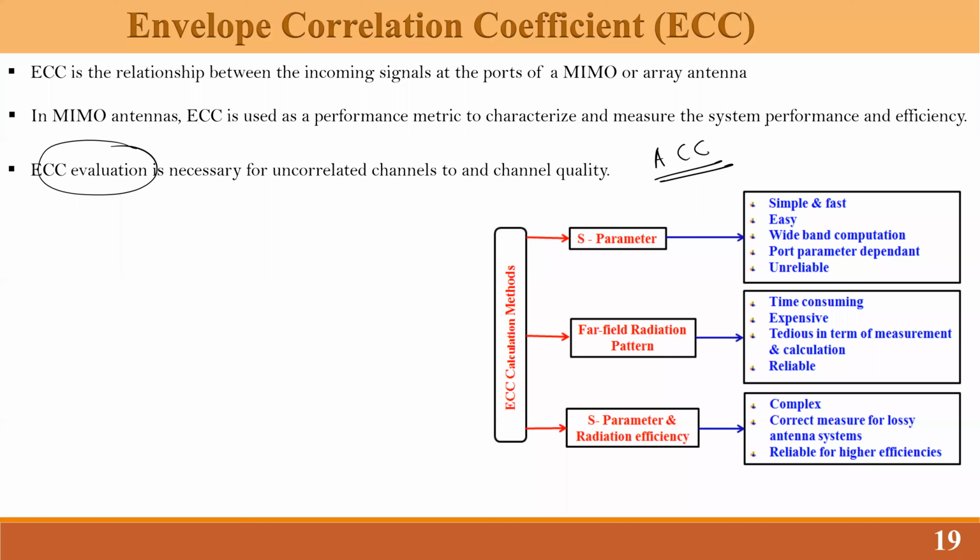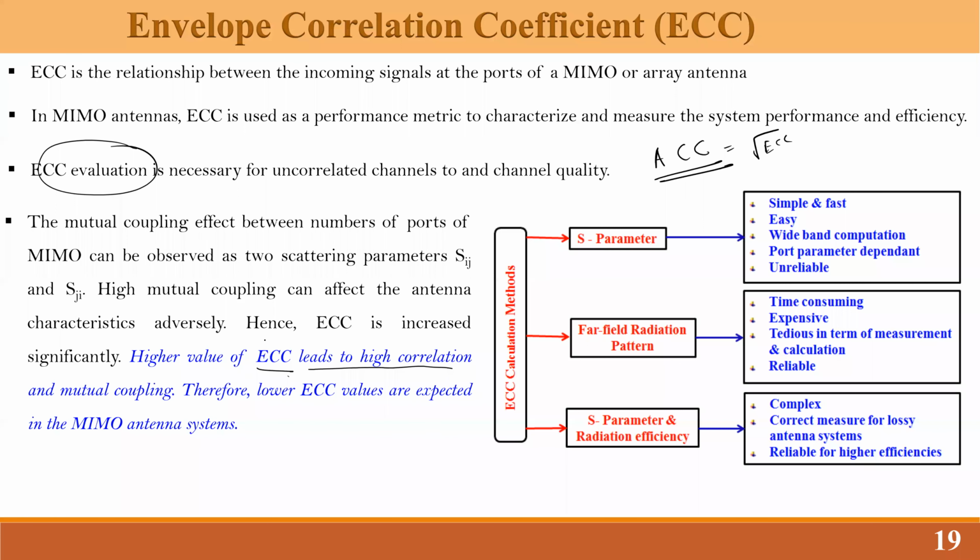Now the point here is that in such a system scenario, when you measure the ECC, higher values of ECC lead to higher correlation and mutual coupling. So it indicates that you have to have very low mutual coupling, or high dB of isolation, so that your ECC can be reduced drastically.